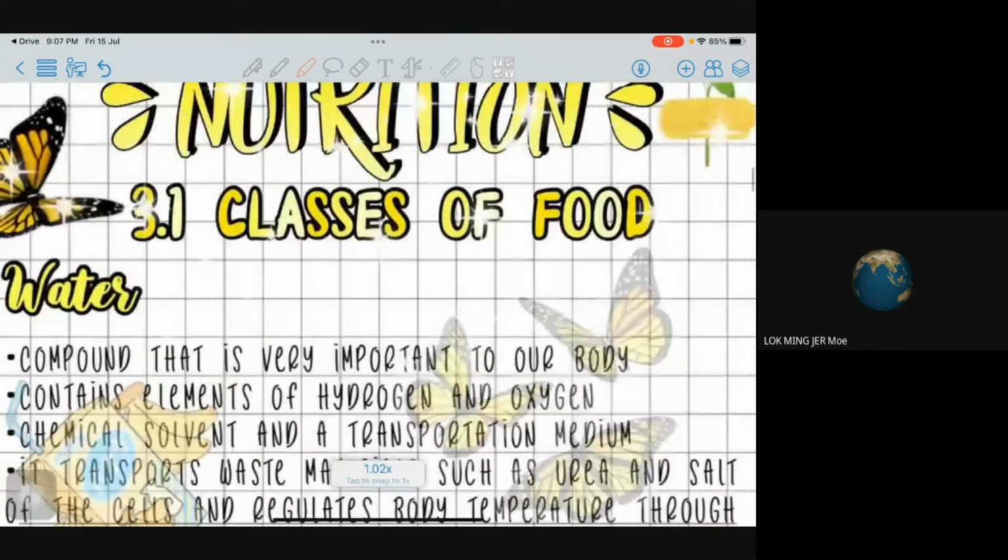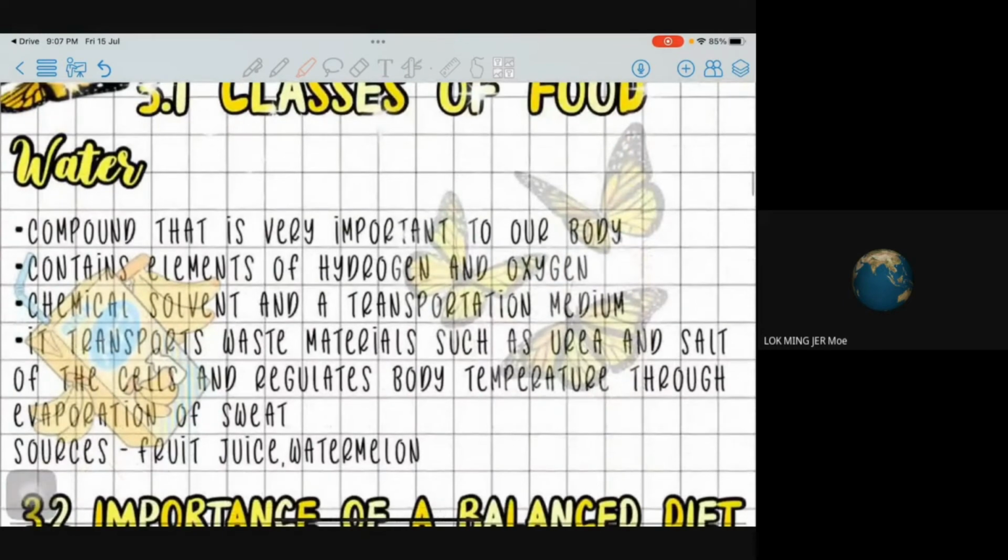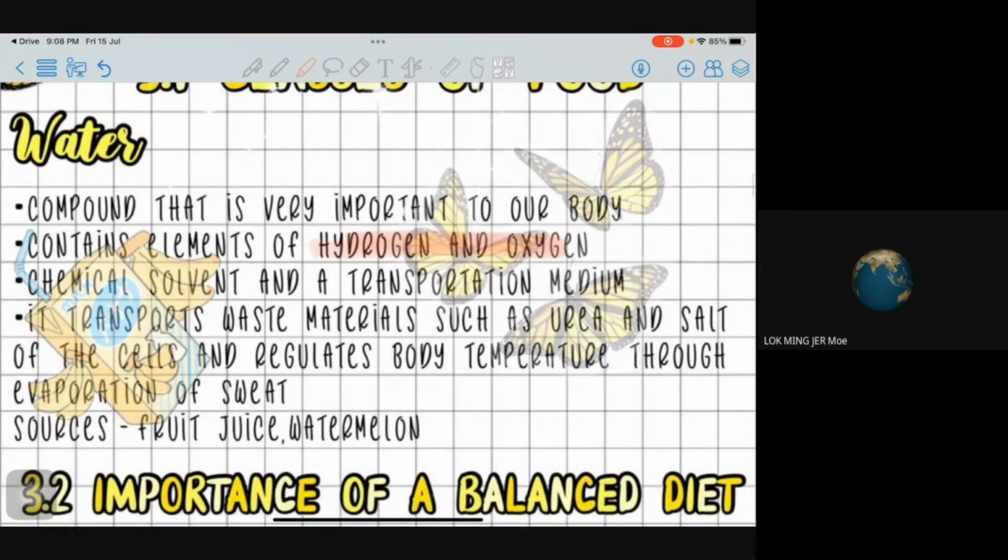Okay, so let's move to the next one, which is water. So what is water? Water is a compound that is very important to our body. 70% of our body mass is water. That's why you need to drink a lot of water. It contains the elements hydrogen and oxygen, and it is a chemical solvent and a transportation medium. It transports waste materials such as urea and salt out of the cells and regulates body temperature through evaporation of sweat.